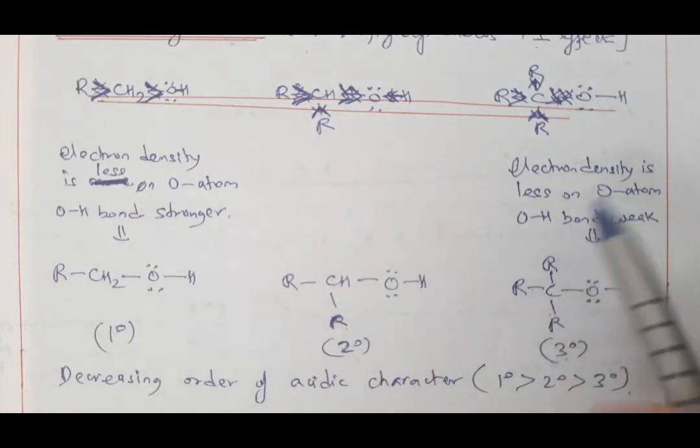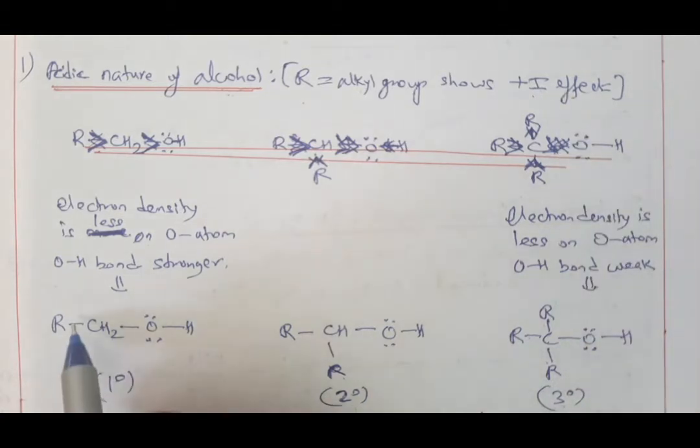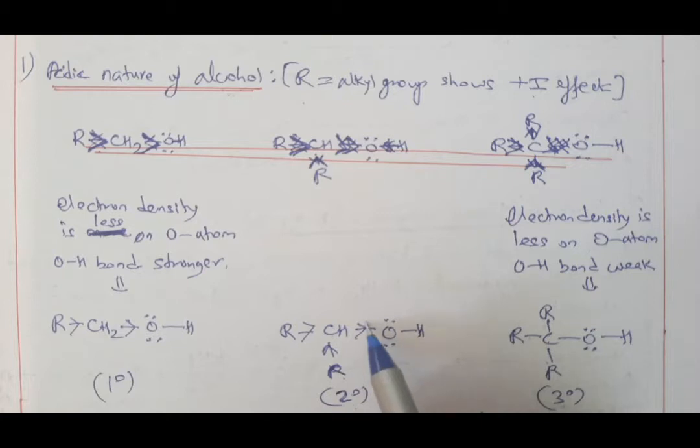And as I said, alkyl group R, it shows plus I effect, means they give electron. Plus I effect means plus inductive effect, means to donate electron towards oxygen. So this R will donate electron towards oxygen of alcohol group. And here also there are 2 R, so it will donate from 2 sides electron to the oxygen. And here are 3 R, so oxygen will get electron from 3 sides, from 3 alkyl groups due to plus I effect. Plus I effect means to give electrons.